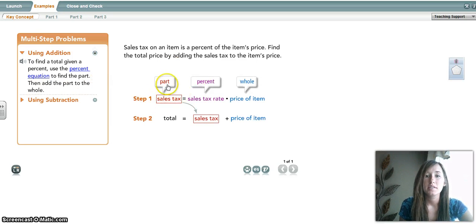Sales tax is like a part where you have the sales tax rate, which would be like maybe 8% or whatever percentage, and then you have the price of the item, which is your whole. You can use the part equals percent times whole percent equation to calculate the sales tax, and then the sales tax is an addition onto your price to give you your total.